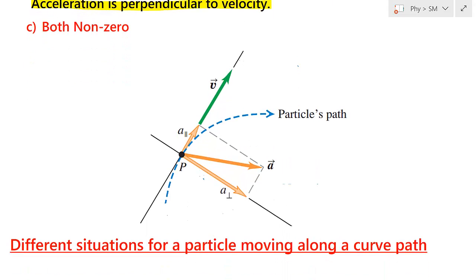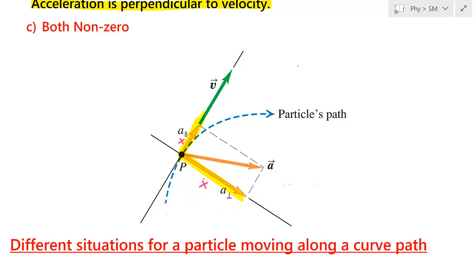And finally, what will happen if both components exist? This means you have the tangential component and you also have the parallel component. So you have the tangential component of acceleration, that is the parallel component of acceleration, and the perpendicular component of acceleration. In the previous two cases what did we do? In one case this component does not exist, in another case we said this component does not exist.